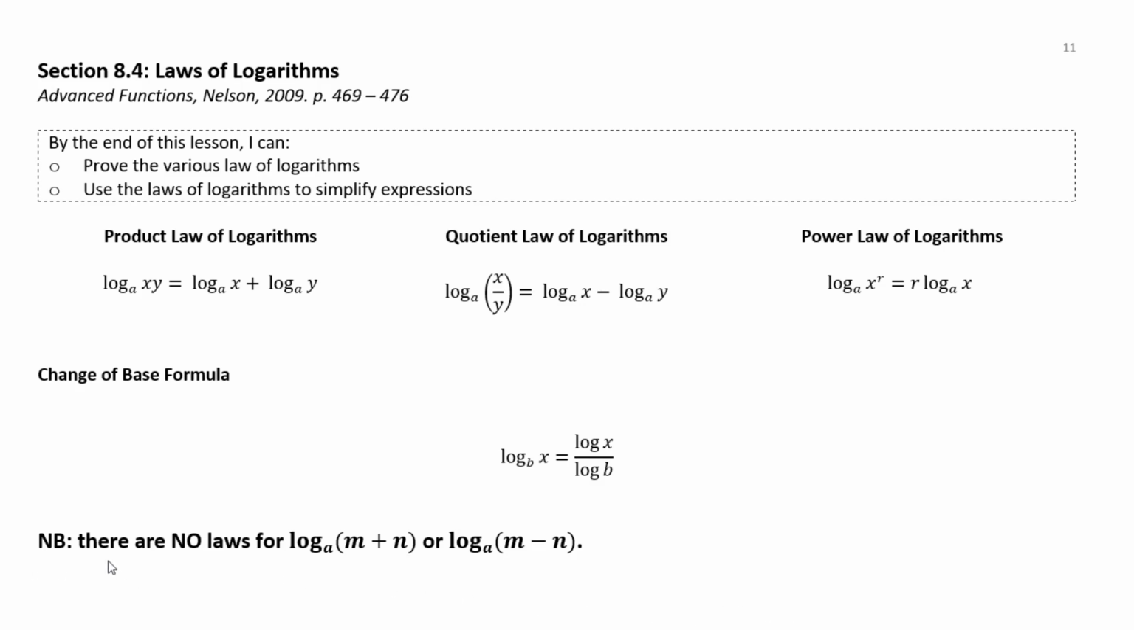It should be noted, however, that there are no laws for log m plus n base a or log m minus n base a. These are two common errors that students make when studying the laws of logarithms. This is the format of the product law of logarithms. This is the format of the quotient law of logarithms. As you can see, it is very different from this right here.